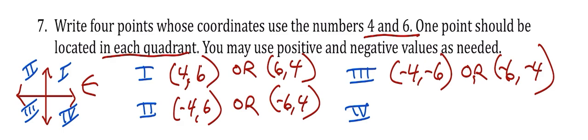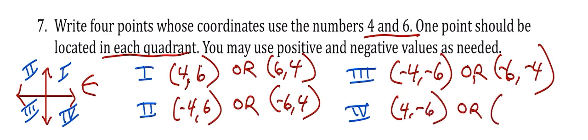Okay, and then for the fourth one, for quadrant 4, the y has to be negative and the x positive. So we could either have 4, negative 6, or we could have 6, negative 4. And you can see in each one why the x or the y coordinates, either both are positive, both negative, or one of each, depending on which quadrant we want to be in.